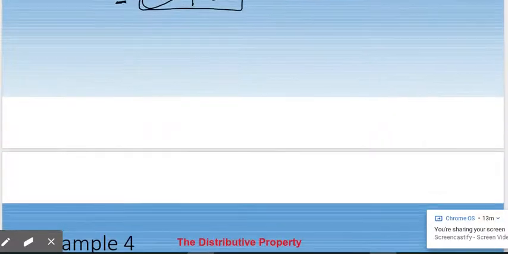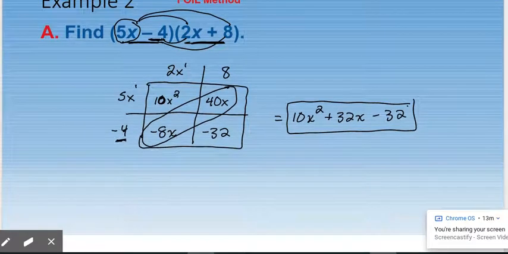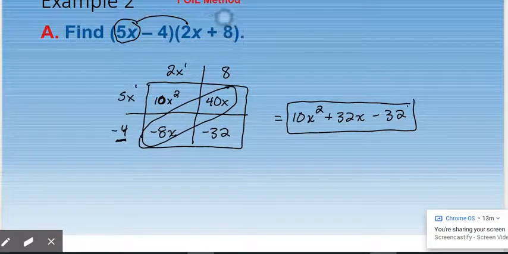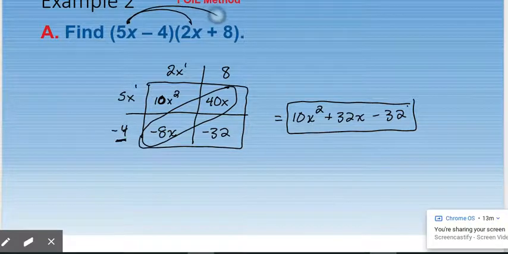Let's do one more. It's a little bit bigger. Okay. Oh, I apologize, guys. The alternate way would essentially be, and I kind of showed it there as I was explaining. The alternate way, besides using the box, is you're essentially going to do the same thing, but you'll start with the 5x, and you're just going to distribute. So it's going to look a little different, but it's okay.